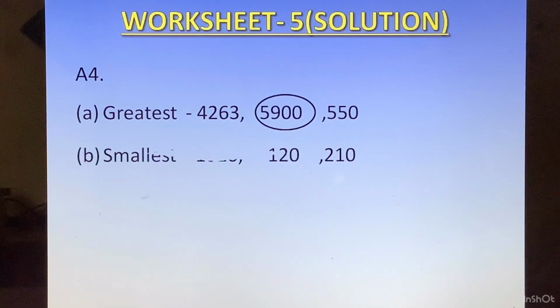B part. For the smallest number, we have 3 numbers here: 1020, 120, 210. A 4-digit number, a 3-digit number, a 3-digit number. For the smallest, it has to be one of the 3-digit numbers. And then we will compare the first digits of the 3-digit numbers. We have 1 and 2. 1 is smaller than 2, so 120 is the smallest number.